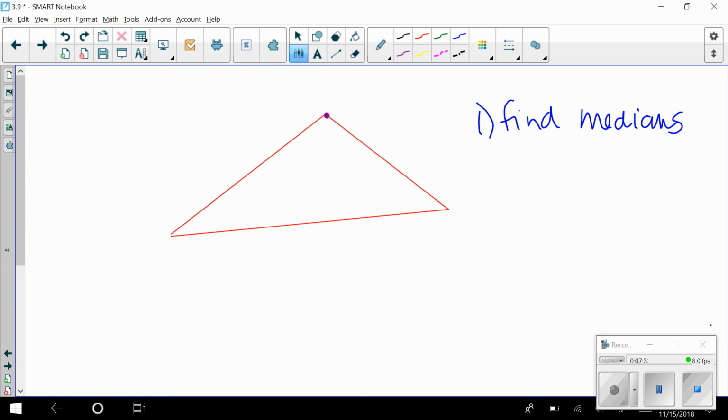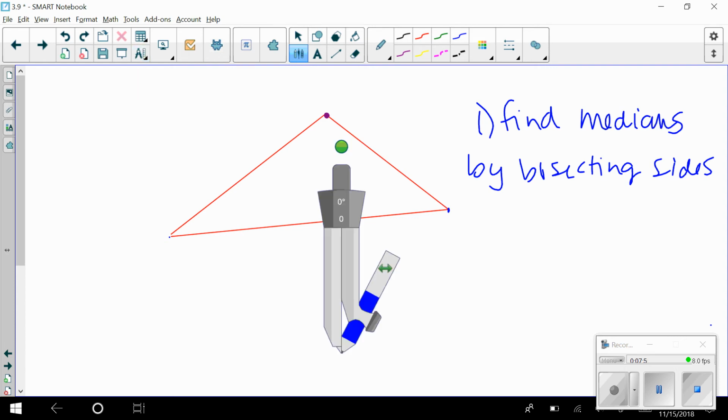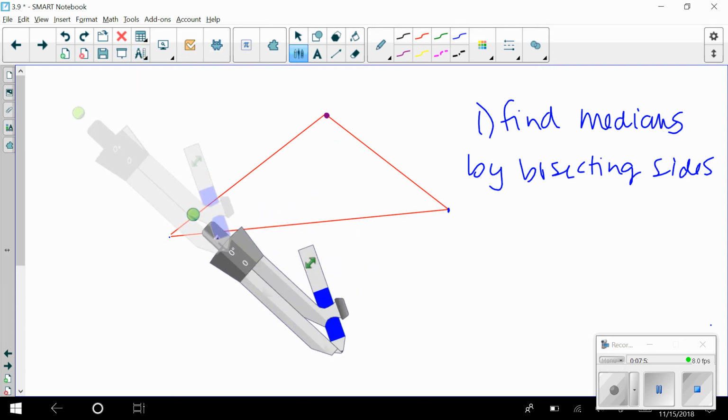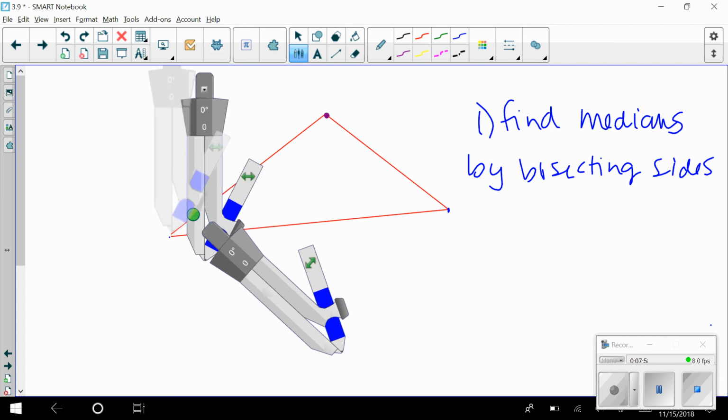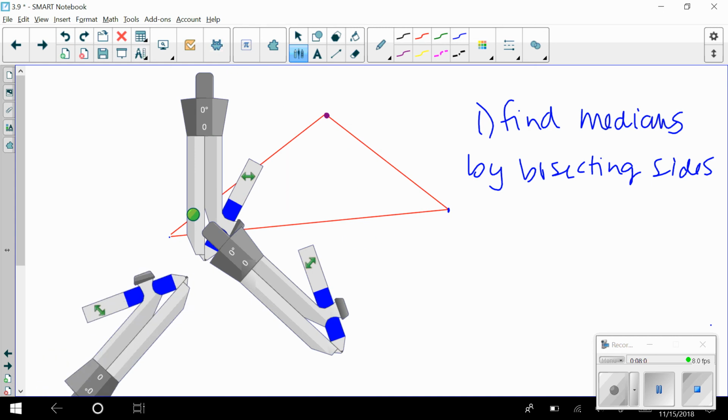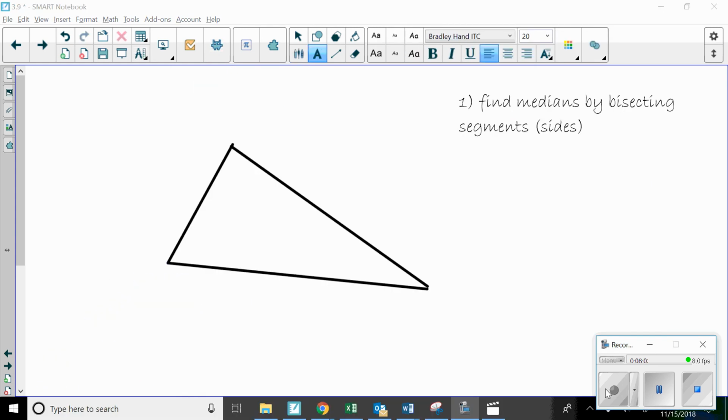And how are we going to find our medians? If you remember from previous constructions that we did, we're going to bisect the segments. And in this case, the segments are the sides of our triangle. So you can use your compass. Why is this? All right, we are going to bisect the segments or the sides of the triangle.